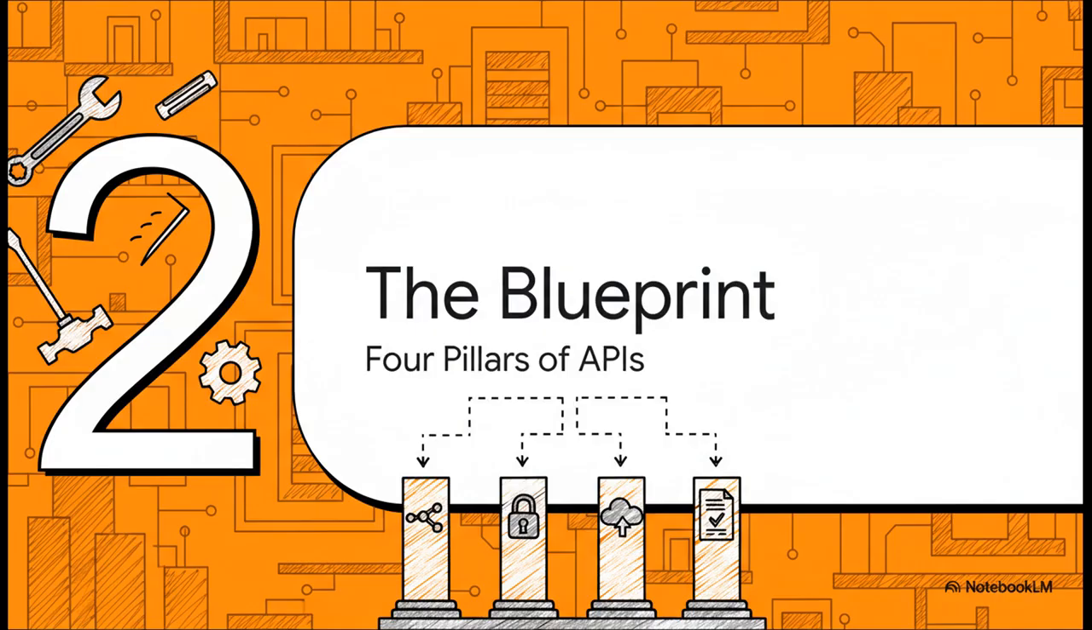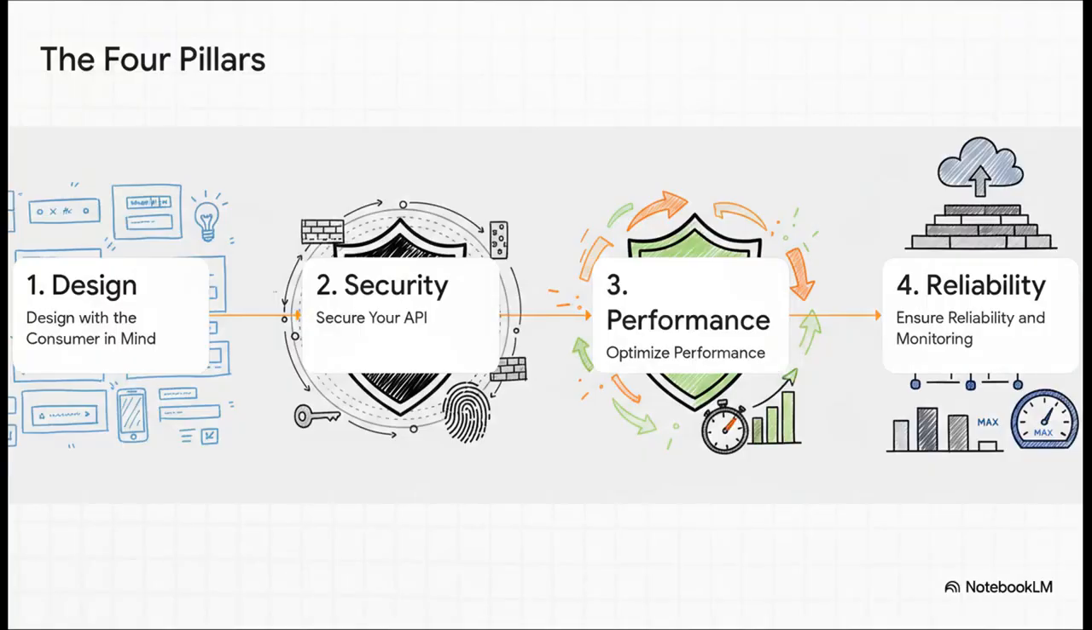Okay, so we've got our tools. Now we need the blueprint. See, a truly production-ready API isn't just a bunch of code slapped together. It needs a strong foundation, and that foundation rests on 4 essential pillars. And here they are: thoughtful design, robust security, optimized performance, and guaranteed reliability. We're going to break down each one of these, and by the time we're done, you'll have a super clear framework for building APIs that are truly professional grade.